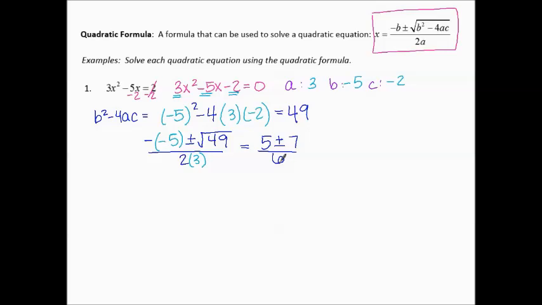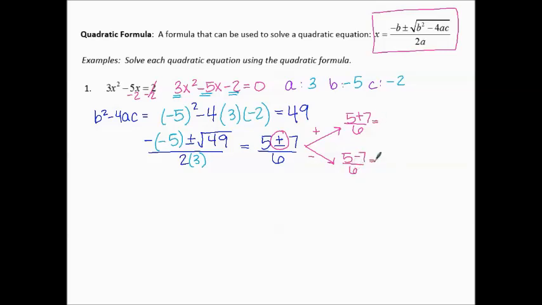Now notice here I have this plus or minus here. This means that I'm going to have two answers. I'm going to have an answer with the plus and I'm going to have an answer with a minus. So over here, I'm going to do 5 plus 7 over 6. And down here, I'm going to do 5 minus 7 over 6.